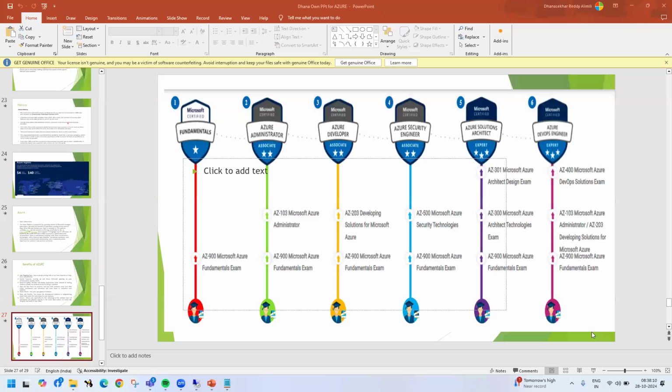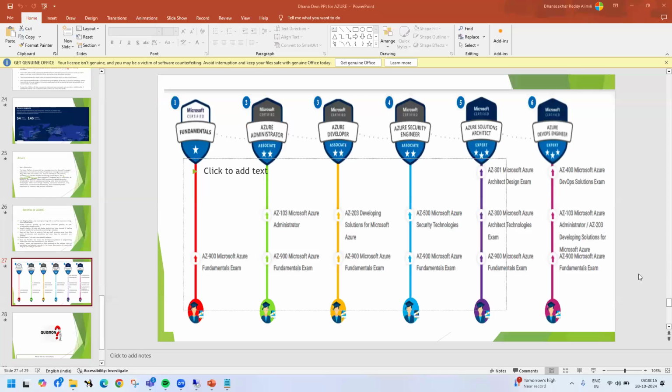These are the overview of Microsoft Azure. If you have any questions, feel free to ask me. I am going to cover these two papers.